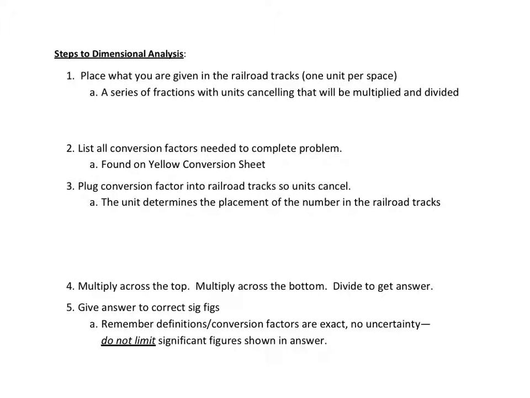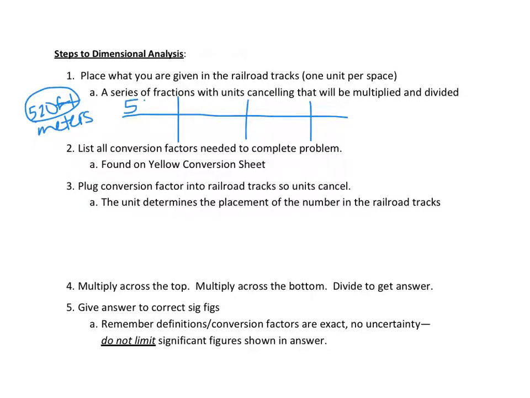And the railroad tracks really are just a series of fractions, and the units are going to cancel. When we say 1 unit per space, if I'm going to try to convert 520 feet, and I want to get that to meters, then this 520 feet would go on the top, and it'd be understood to be over 1 because there's only 1 unit.